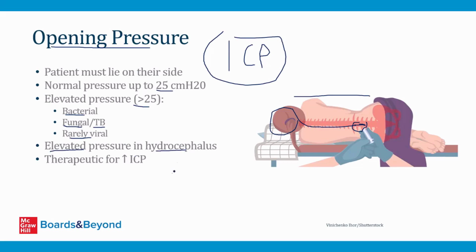You can also use a lumbar puncture as a therapy for raised intracranial pressure. You can put the needle in and drain some CSF out until the pressure comes down. So in some patients who have certain conditions where the ICP is chronically high and it's causing clinical symptoms like headache, you can drain some CSF to lower the intracranial pressure.